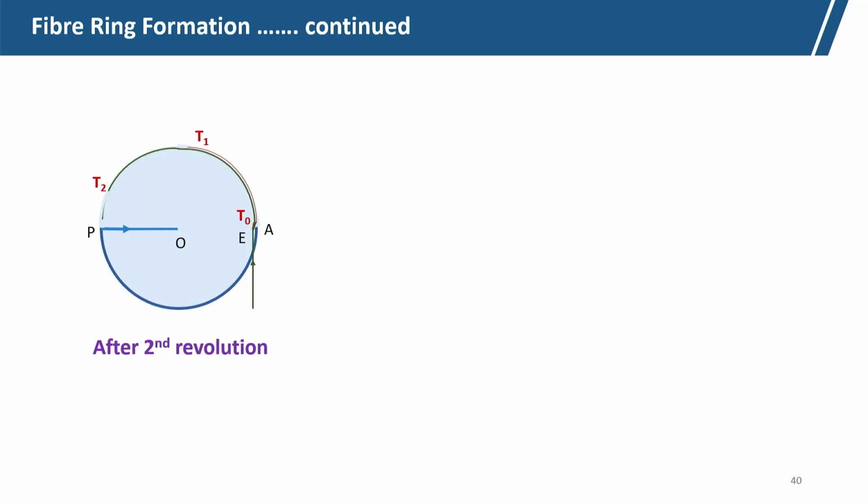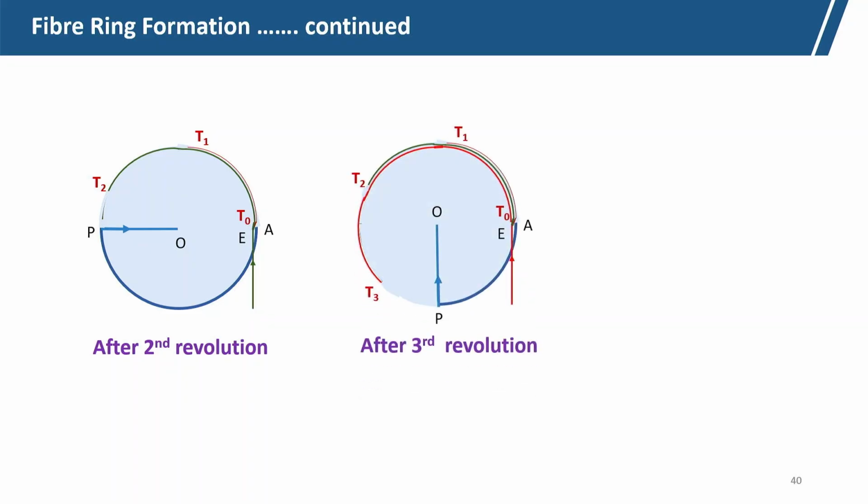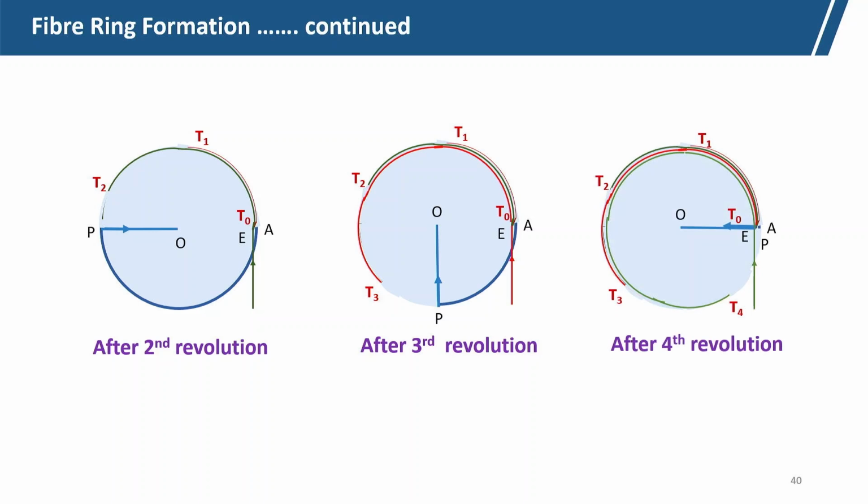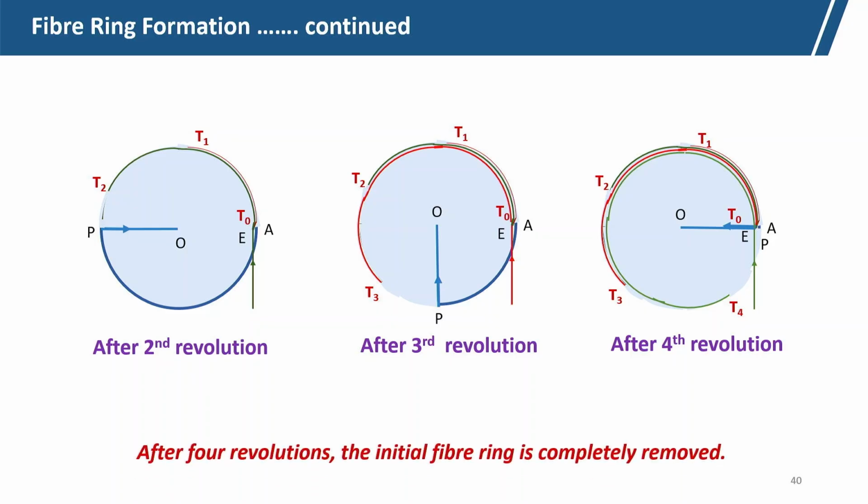Now, for the second revolution, we can see here, this is for the third revolution, this is for the fourth revolution. These things are happening continuously after every revolution. After 4 revolutions, the initial fiber ring is completely removed. So, after 4 revolutions of the rotor, the initial fiber layer is completely removed.